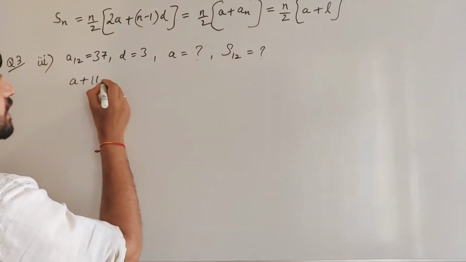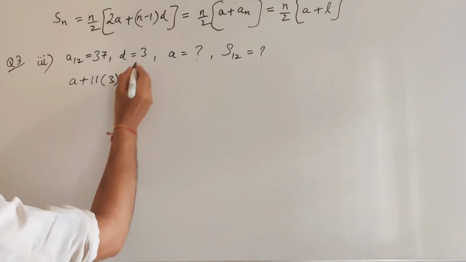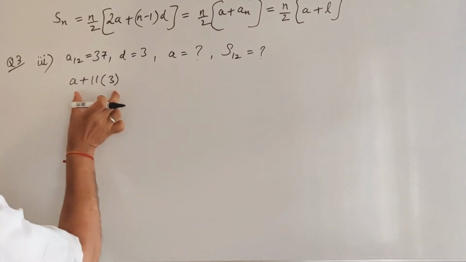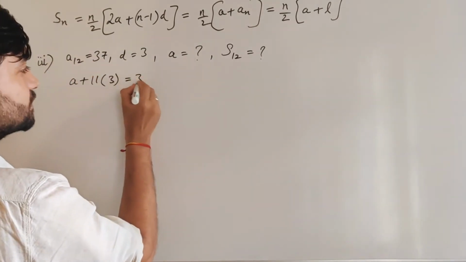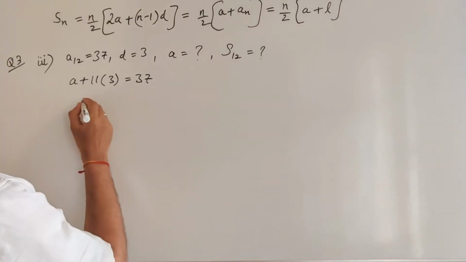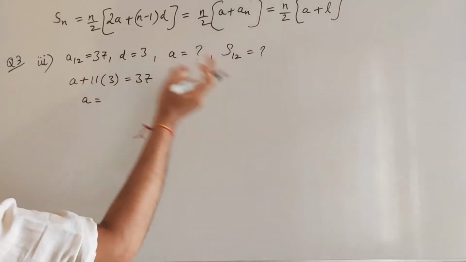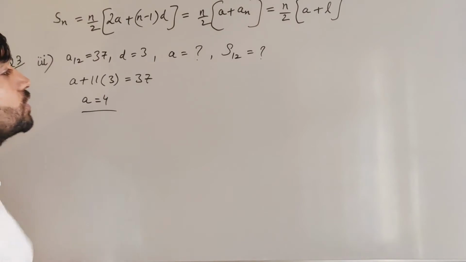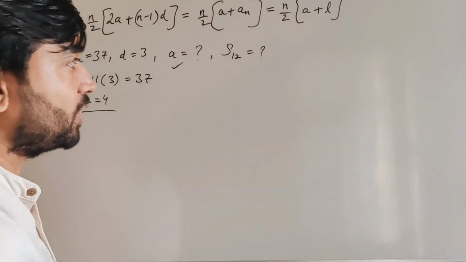12 minus 1, 11 into D, which is 3 here. So for A12, I have substituted this equals to 37. I'll simplify this equation and get the value of A. So A will be 37 minus 33, which is 4. So we got the first term, part 1 done.